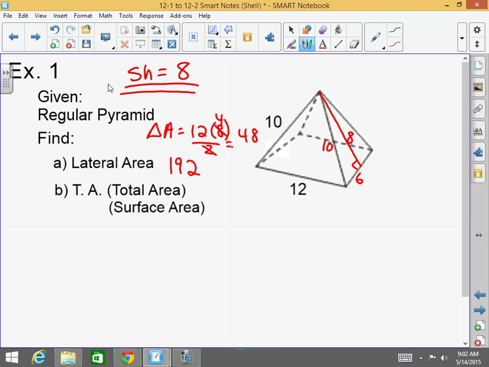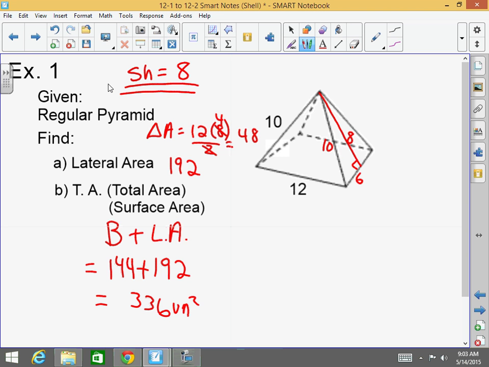Now, what is my total area? Well, I have my base plus my lateral area. My base here is 12 times 12, which is 144, plus my lateral area of 192, and that gives me 336 units squared.